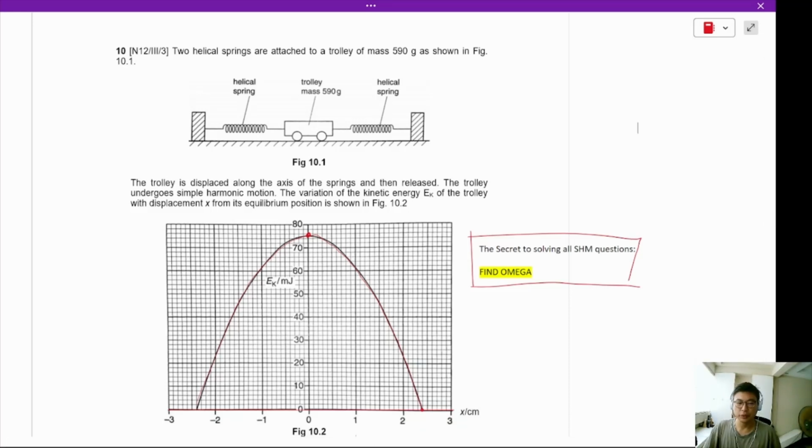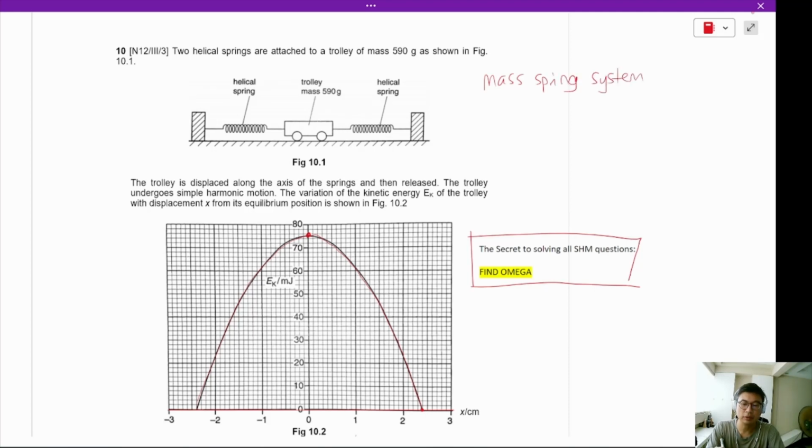This is just a quick recording of questions 10 through 14. Now let's take a look at question 10. For question 10, here's a trolley that's being connected by two springs and is displaced along the axis of the spring and released.